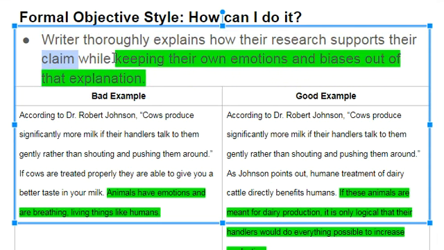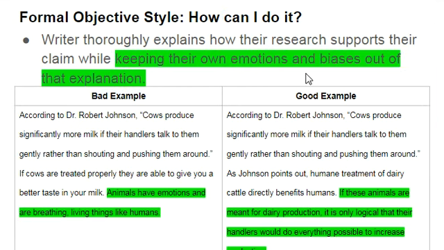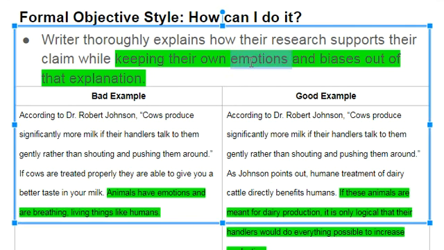claim. And while you do this, here's the key: keep your own emotions and biases out of that explanation. What does that mean? Well, obviously, hopefully, ideally, you picked a topic, since you had free choice, that you feel strongly about. And that's good. That's going to drive you to do more thorough research. That's going to drive you as you are discussing that research. But you need to keep emotions out of it and your biases.